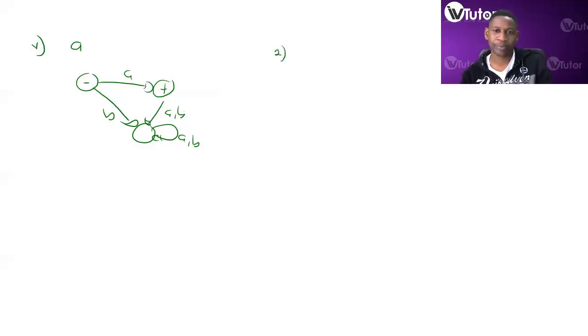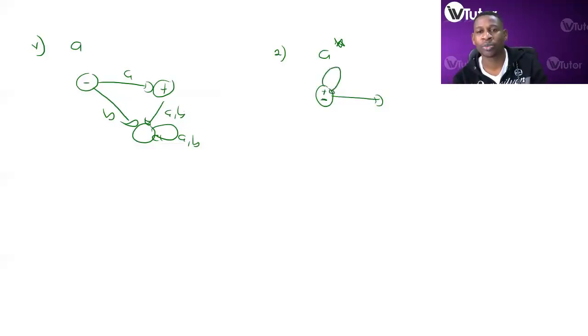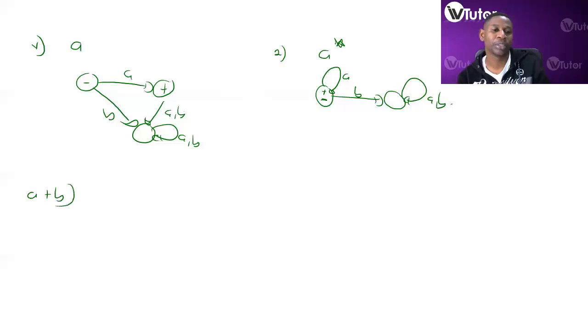Then number 2, if we've got A Kleene star, then because now the empty word is accepted, the initial state is also the final state. And we can have a loop of A's over here. Then if we encounter a B, we go to a looping state. Next, we can have A or B.